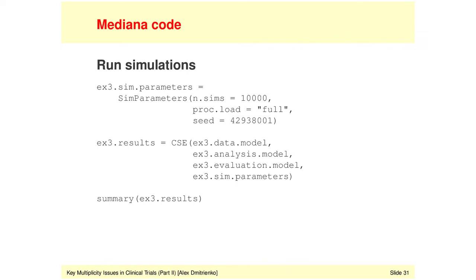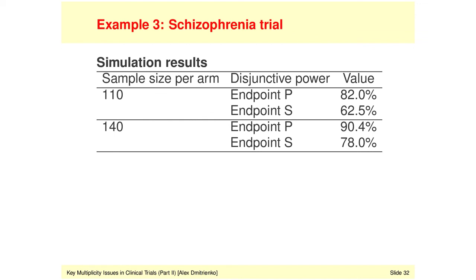The 3 models we have built and the set of simulation parameters are passed to the CSE function. CSE here stands, of course, for Clinical Scenario Evaluation. It will normally take a few seconds to run the simulations, and the simulation results will be saved, in this case, to the ex3.results object. To create a simple summary of the simulation results, we can call the summary function, as shown at the bottom of the slide. This table summarizes the results of the simulations based on the Mediana code that we have defined.